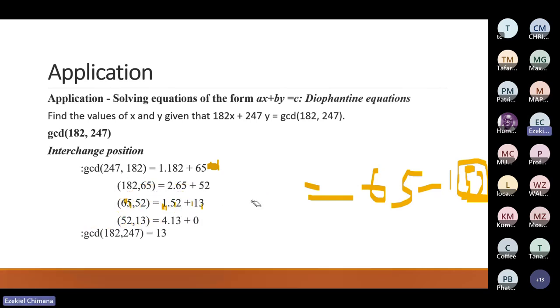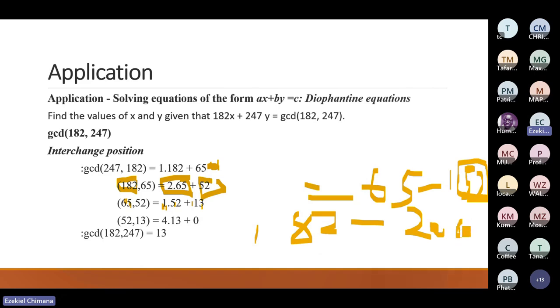So what you have to do there, just need a highlight. Okay. So what you need to do there, this 52 will be equal to what? 182 minus this thing here. So 52 will be equal to 182 minus 2 times 65. So do not make a mistake of multiplying 2 by 65 and then you put the final answer. No, just write it just as it is. It will be 182 minus 2 times 65.